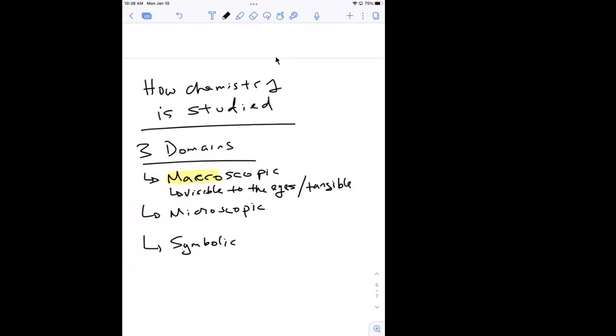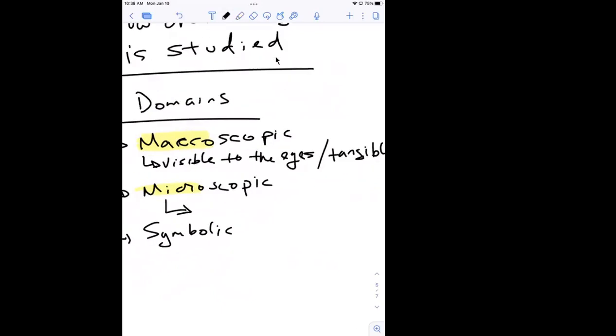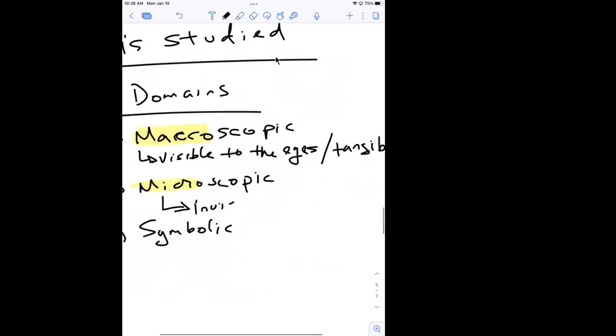All right. And then in the micro realm, on the microscopic level, that's exactly what it sounds like. It's invisible to the naked eye. And again, there's a lot of definitions here, so you can expect on the first exam, it's going to be a lot of definitions. All right. So on the microscopic level, it's invisible to the naked eye.